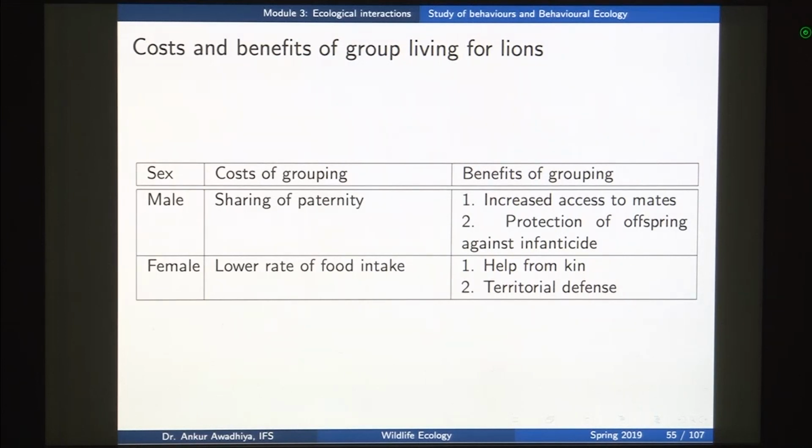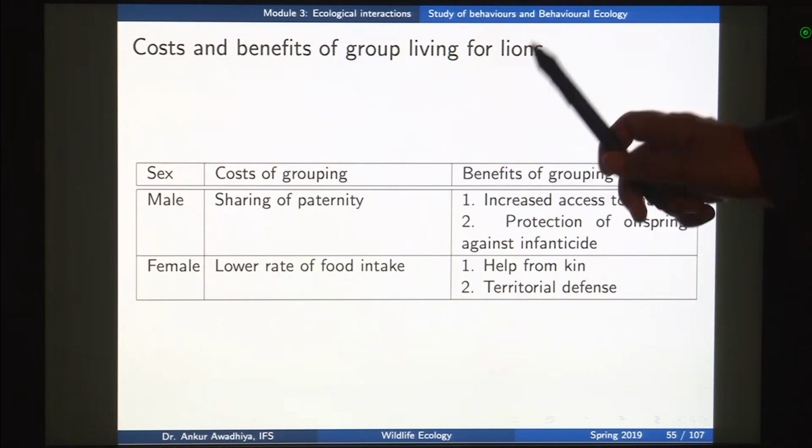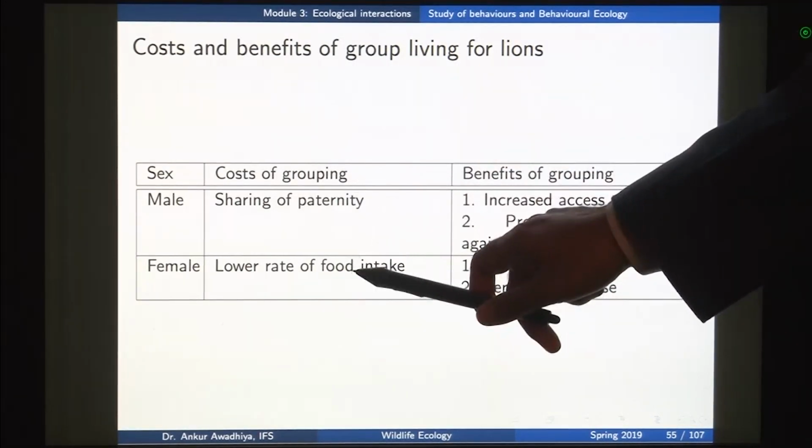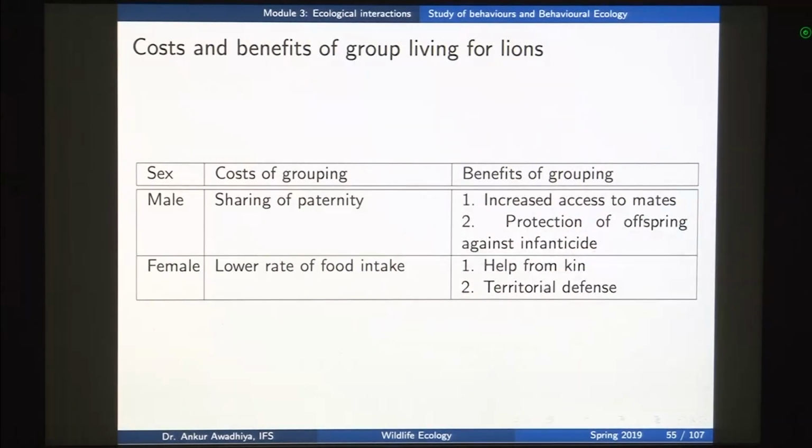Now, that is for the male lions. What is the benefit for the female lions or the lionesses? Why do lionesses also live in the group? Now, lionesses live in the group because, again here we have the cost and benefits. The cost of living in the group is a lower rate of food intake, because the larger the size of the group, the lesser the amount of food that you will have from every hunt.